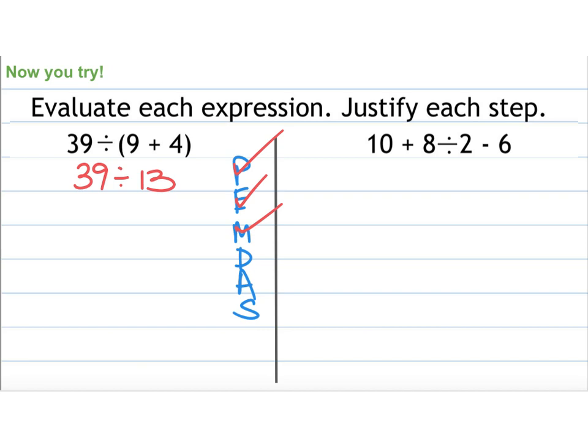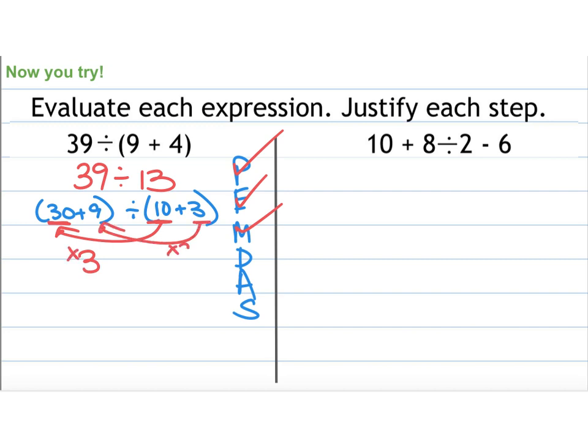Some of you might know that off the top of your heads, but here's a strategy in case you didn't. I know that this is the same as 30 plus 9, and I'm dividing that by 10 plus 3. So what you might notice is that 10 goes into 30 3 times, and 3 goes into 9 3 times. So 39 divided by 13 is also 3.